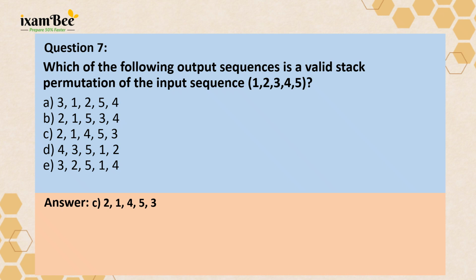Then you are pushing in value 3 followed by value 4. Then you can pop out the value 4. After which you can push in value 5. And then you can pop out both the values. So 5 and 3 will be popped out. So 2, 1, 4, 5, 3 would be the valid stack permutation of the input sequence 1, 2, 3, 4, 5. You can check that the other combinations are not possible with the stack.